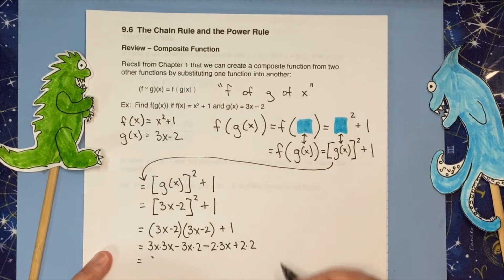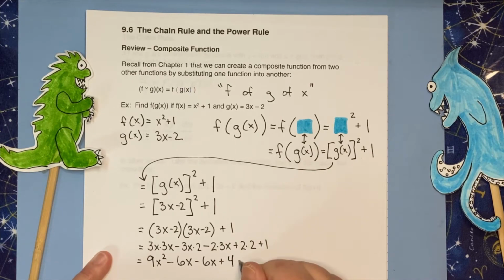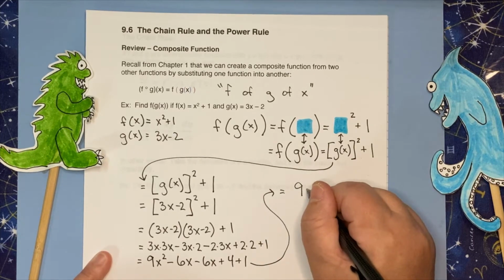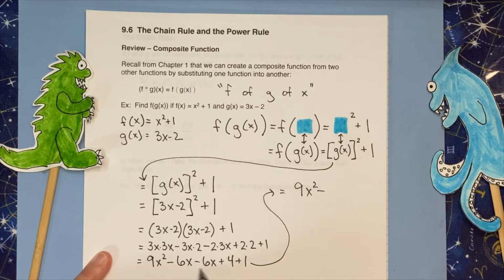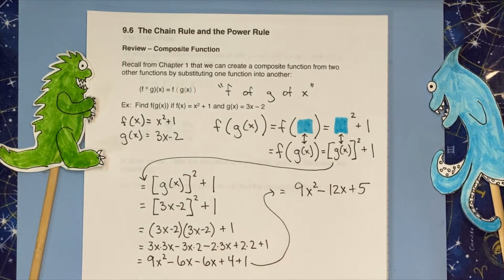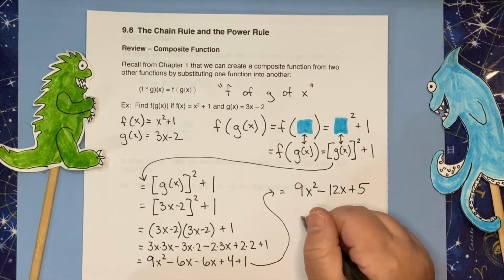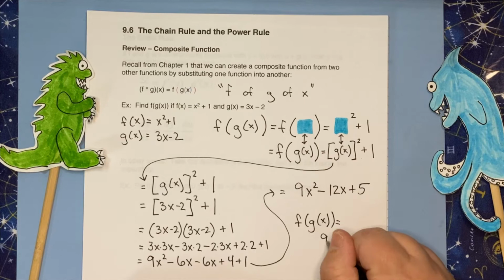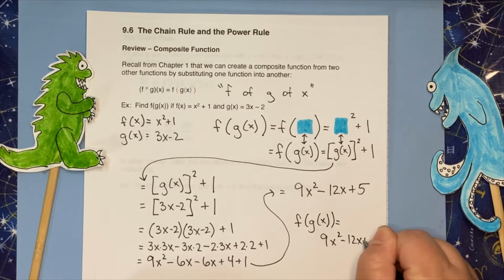So I think I get, oh, what did I leave off? I got so excited I left one thing off. You got it, the plus 1. Okay, so I've got 9x squared minus 6x minus 6x plus 4 plus 1. And that's going to give me, oh my goodness, 9x squared minus, combine those two, 12x plus 5. What do you guys think about that? Woohoo! So again, f of g of x is equal to 9x squared minus 12x plus 5.